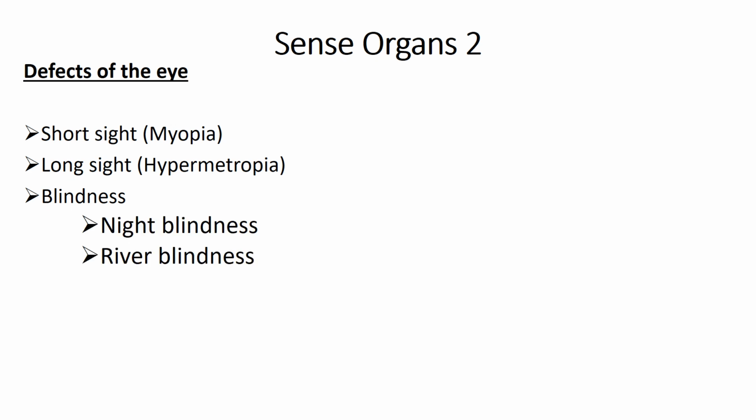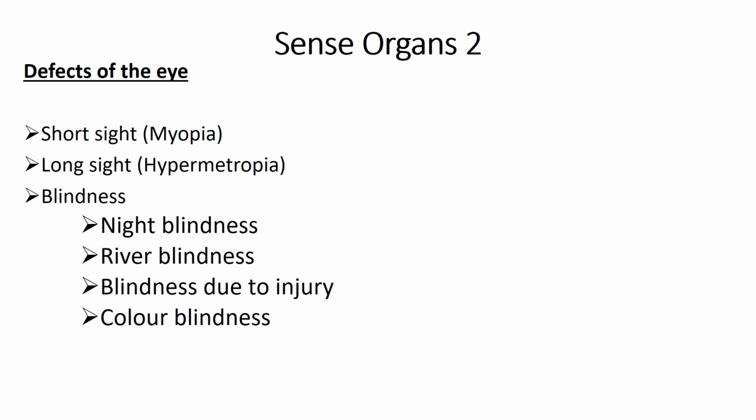So we're going to look at defects of the eye. There are basically about three types of defects of the eye. The first is short sight, which is also called myopia. The second is long sight, which is called hypermetropia. There's also what is called blindness. Blindness can be divided into four types: night blindness, river blindness, blindness due to injury, and color blindness. So let's take a look at short sight, long sight, and then some forms of blindness.